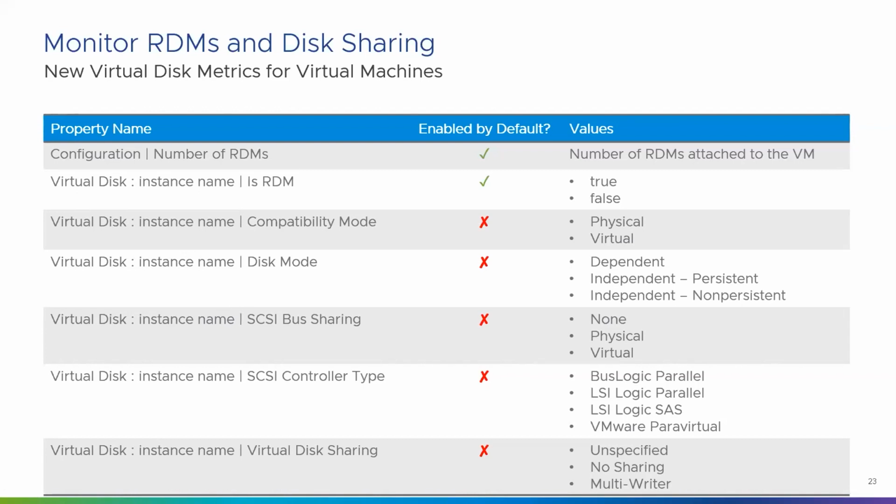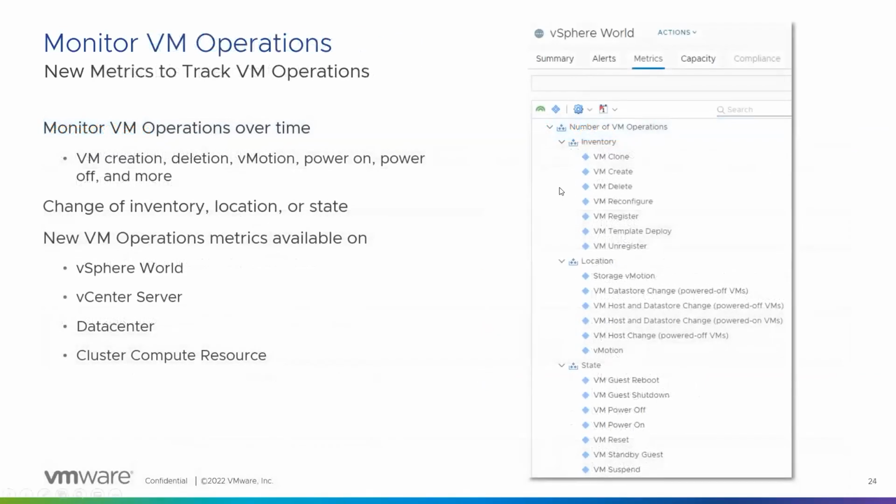So lots of new metrics and properties that should make it a lot easier to monitor the more complicated disk environments for virtual machines. And then the other one I wanted to mention is some new metrics that give you the ability to monitor VM operations. So this gives you the ability to track things like creating new virtual machines, deleting virtual machines, doing vMotions, powering on, powering off virtual machines.